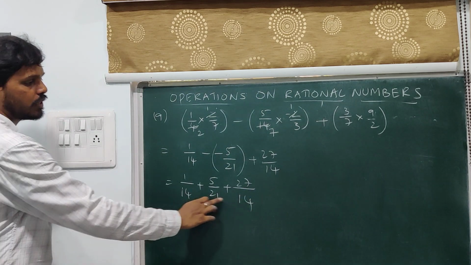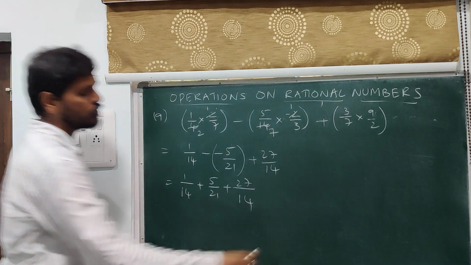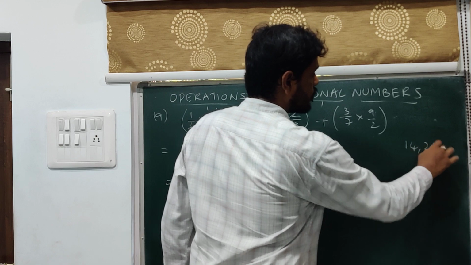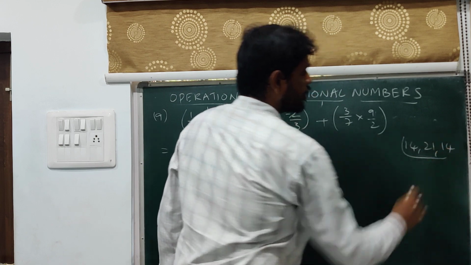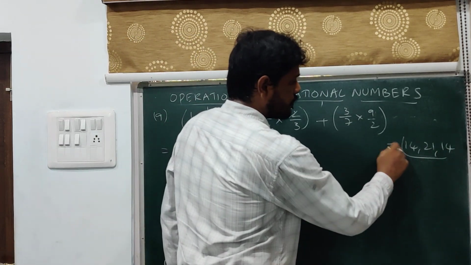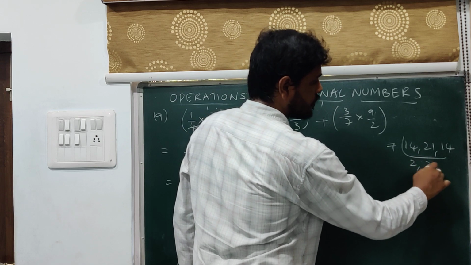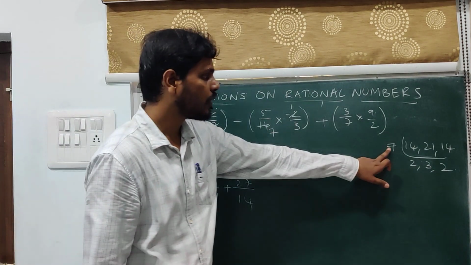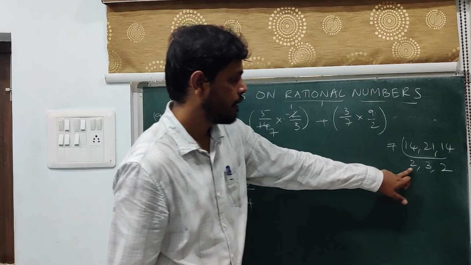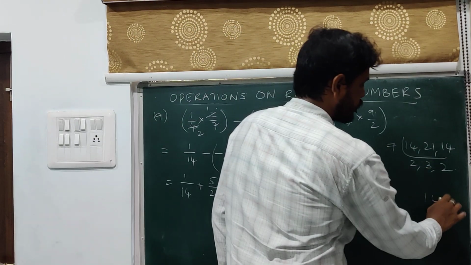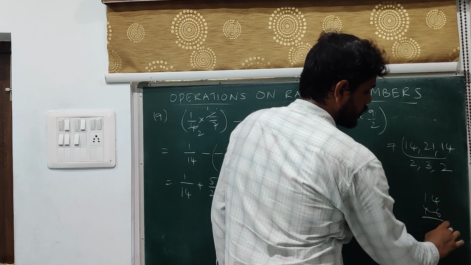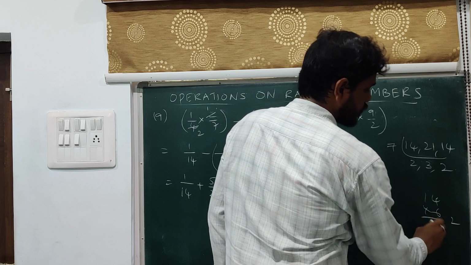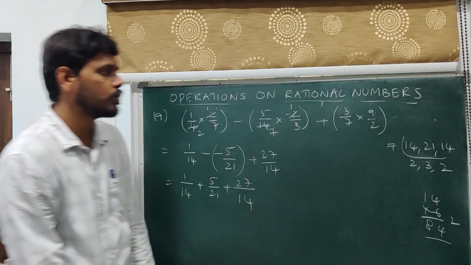Now take the LCM of 14, 21, 14. So you can go with 7. 7 2s are 14, 7 3s are 21, 7 2s are 14. So what do you get? 14 into 6, 6 4s are 24, 4 2, 6 1s are 6, 7 8. So the LCM is 84.